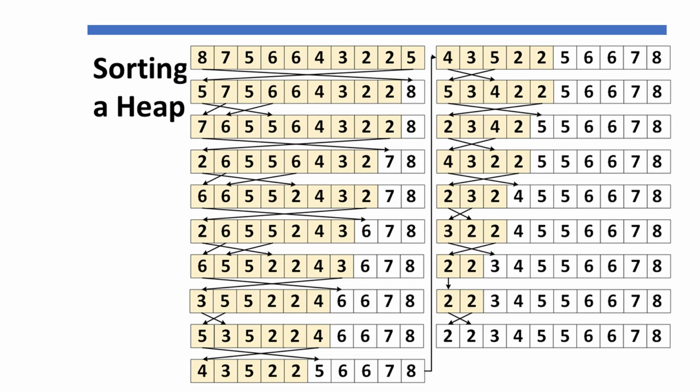Now that the elements are again heap ordered, the element at index 0 is swapped with the next to the last element in the list. The last 2 elements in the list are now part of the sorted sequence. The remaining elements are once again heapified and sorted into a max heap.